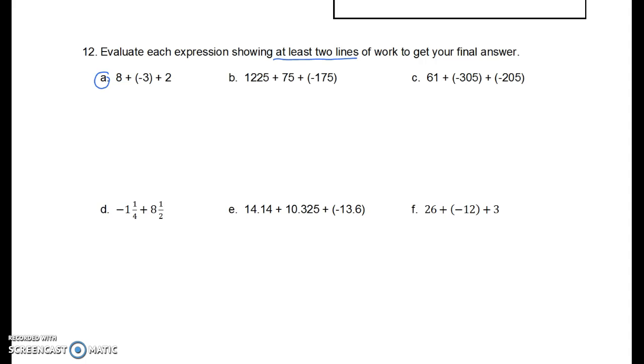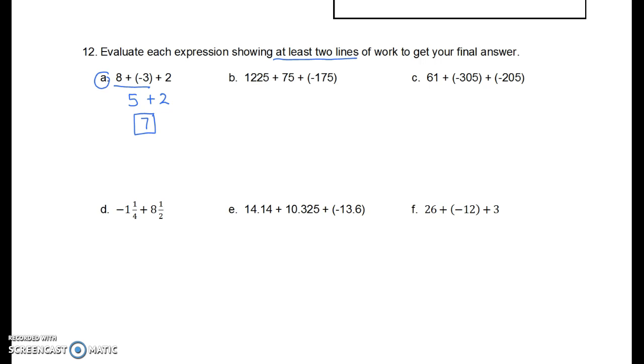So there's many ways to do this work. I like to underline the numbers that I'm working with, and I tend to go left to right unless there's a reason not to. So I'm first going to get the sum of 8 plus negative 3. There's more positives than negatives. There's 5 more positives than negatives, so that sum is 5. And then I'm going to bring down the plus 2. And now I just add 5 plus 2 is 7. So there's my 2 lines of work. And notice the problem gets shorter and shorter until it gets to the answer.